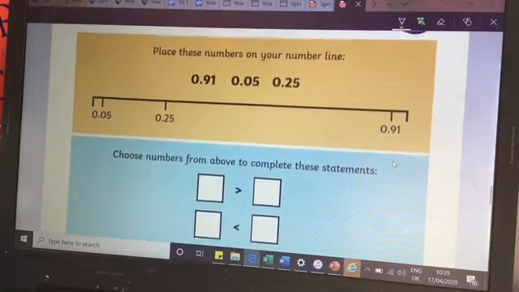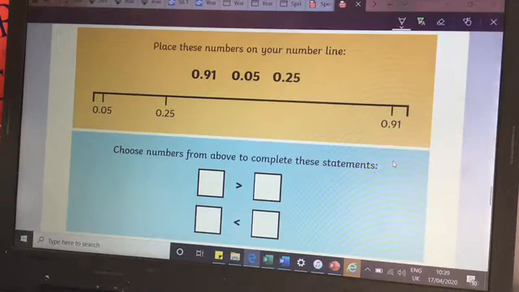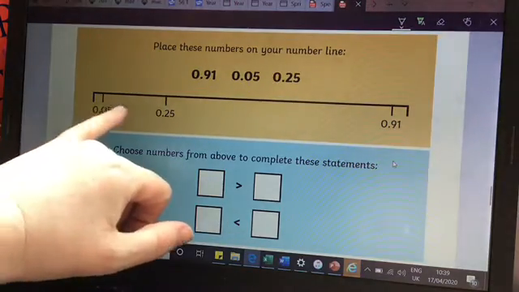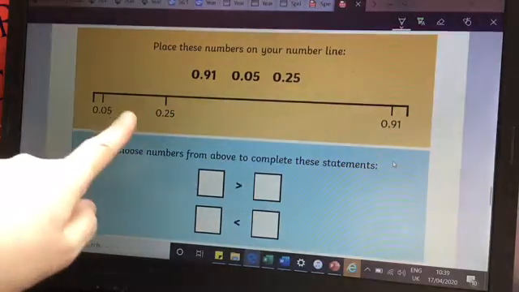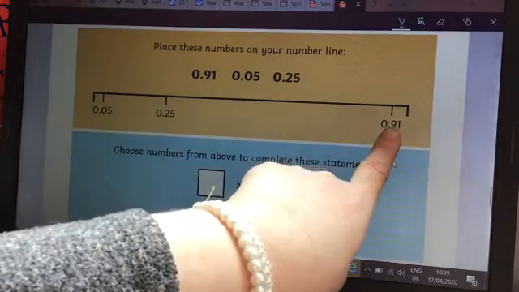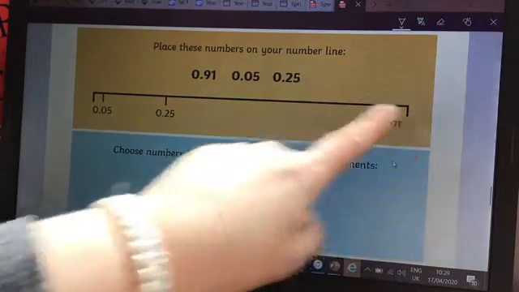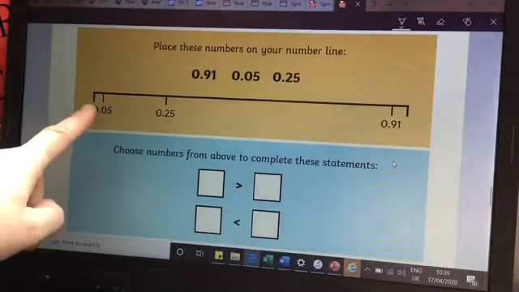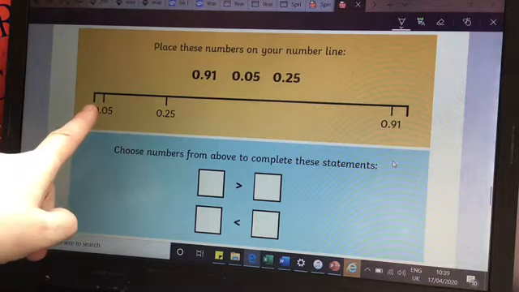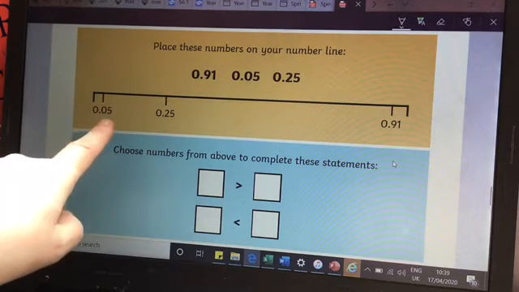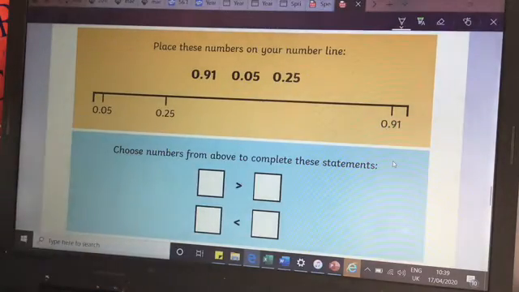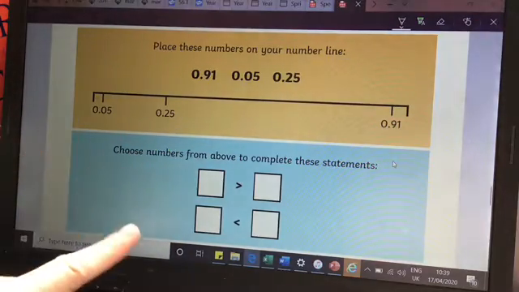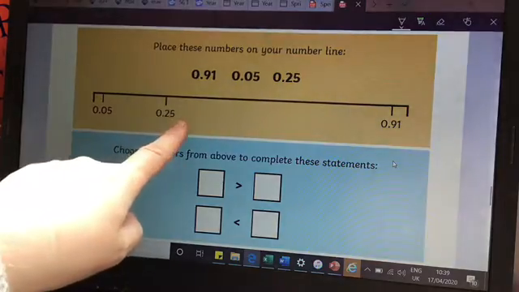Now I'm looking at hundredths. So now on my number line, as you can see, I've got hundredths. And if I was putting them on the number line, 0.91 is up here. It's very close to 1. 0.05 is down here, close to 0. It's not quite 0.1, is it? And then 0.25 here. So on my number line we're now looking at hundredths. Okay, so 2 decimal places.